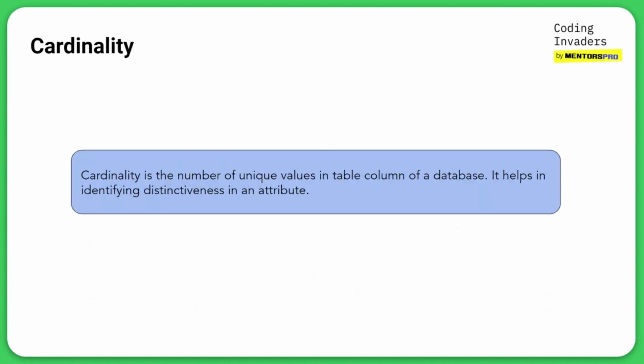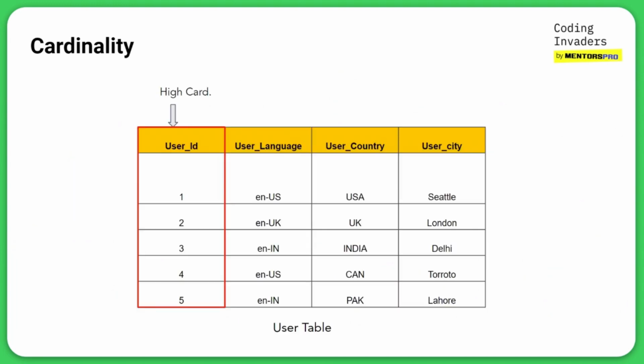Cardinality. Cardinality is the number of unique values in a column of a database. It represents the relationship between the data in two different tables by highlighting how many times a specific entity occurs in comparison to another. In this example, user ID has so many unique values, so it is mentioned as high cardinality. In this example, user city is mentioned as medium cardinality, since city will always have an average number of unique entities, whereas the user language and user country will not have many unique entities and might have repeated data. So it is mentioned as low cardinality.